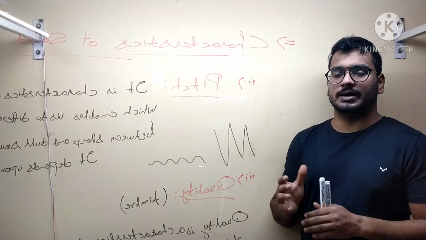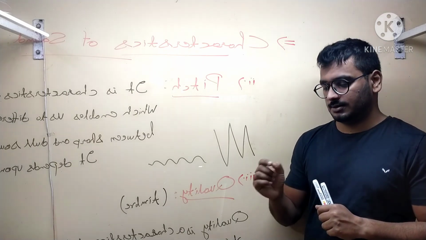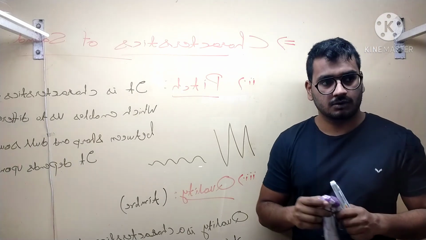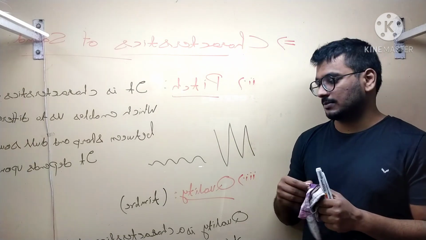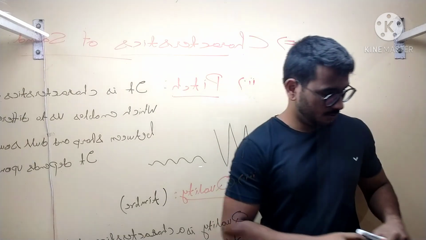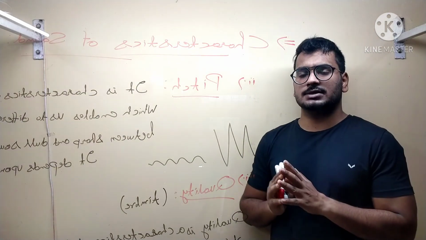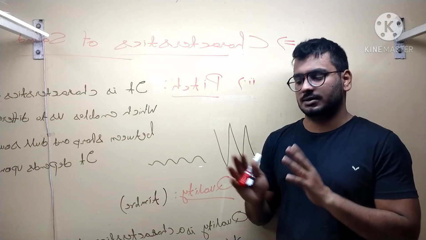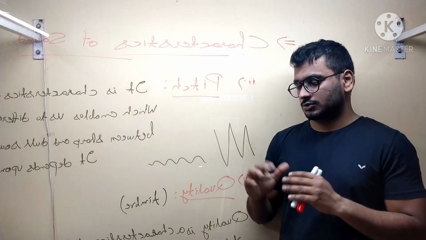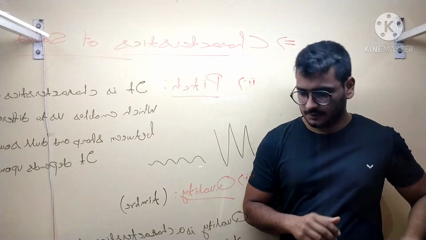So quality actually tells us by which instrument the sound comes out. Quality of sound tells us which type of instrument it is coming from. So this is called quality of sound.